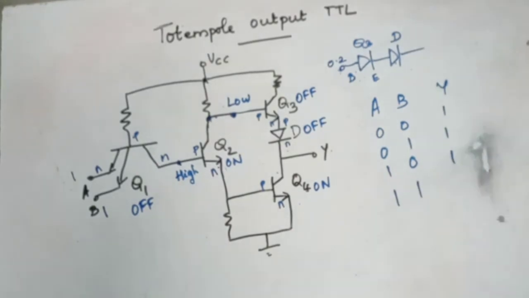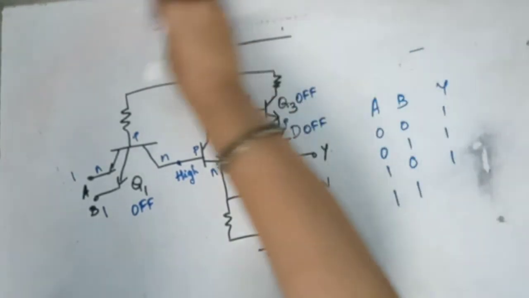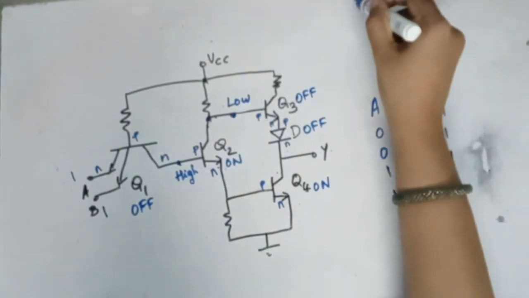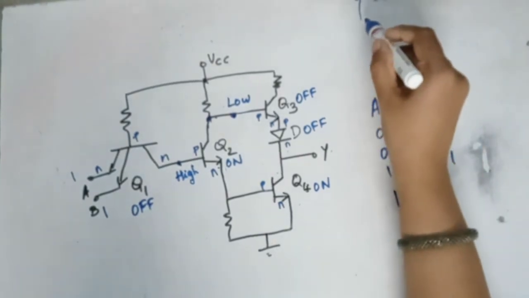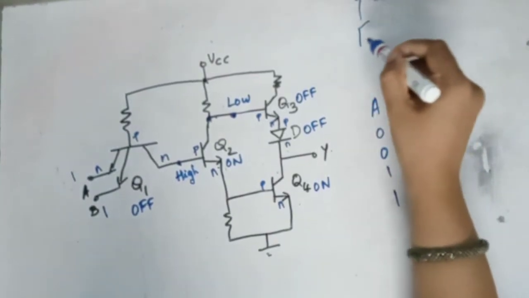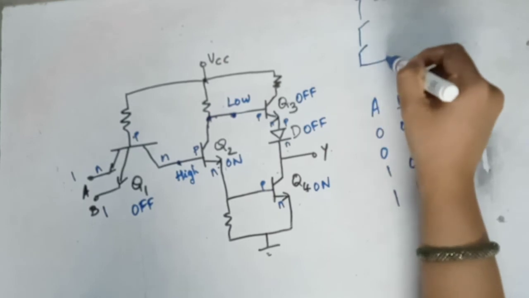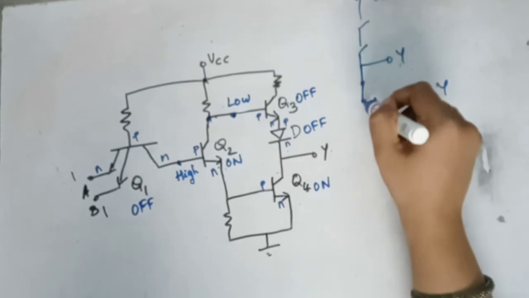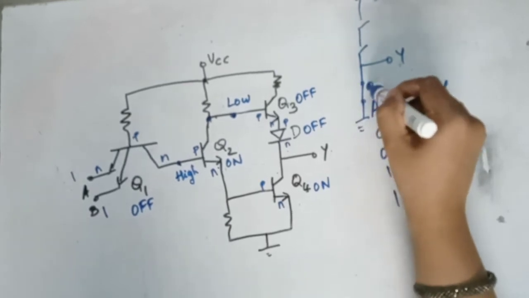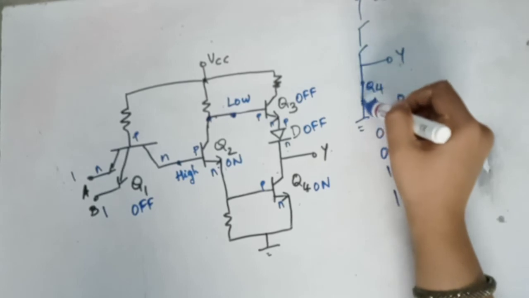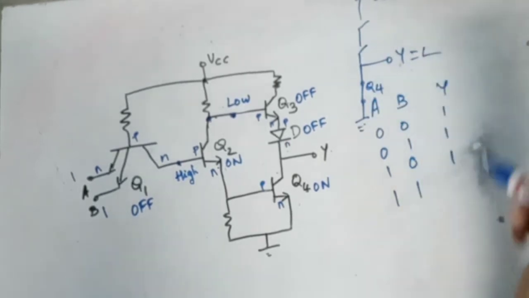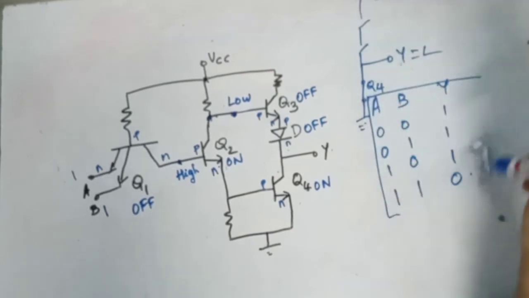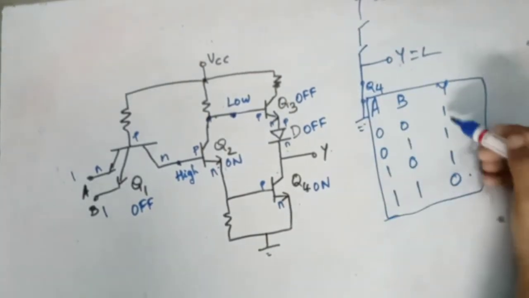So what will it look like? Here you have VCC. Here you have two open switches. Y, closed switch to ground. This is your Q4. So Y will be ground. So this will be a low. So again it's a NAND itself.